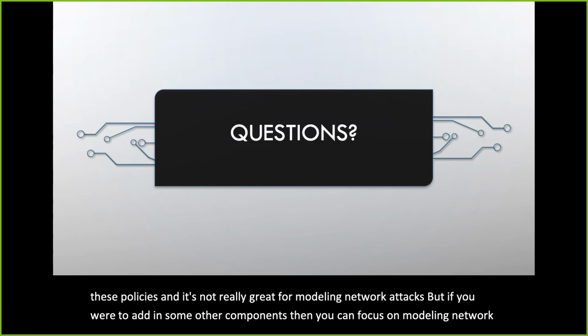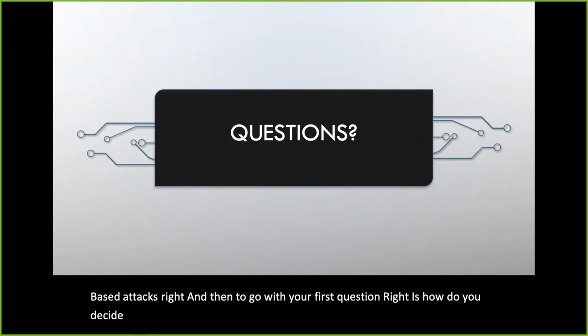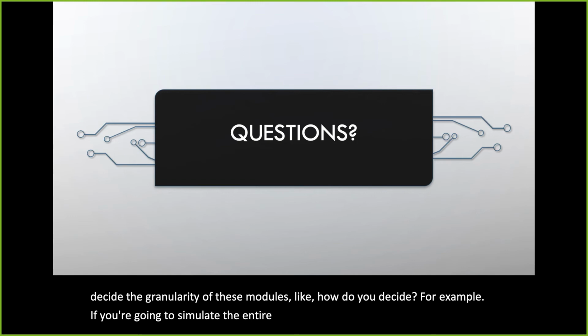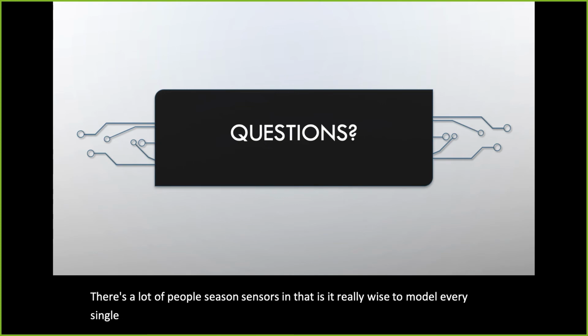And then to go with your first question, how do you decide the granularity of these modules? Like, how do you decide, for example, if you're going to simulate the entire West Coast electrical grid, there's a lot of PLCs and sensors in that. Is it really wise to model every single one of them, or is it necessary, right?